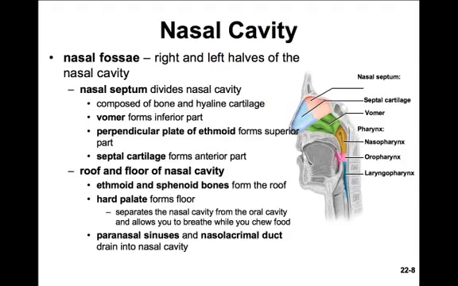The ethmoid and sphenoid bones form the roof of the nasal cavity, and the hard palate forms the floor. You remember that the hard palate is formed from the palatine processes of the maxillary bone. It separates the nasal cavity from the oral cavity and allows you to breathe while you're chewing food. The paranasal sinuses and the nasolacrimal ducts from the orbits drain into the nasal cavity. This is why when we cry, we can get a runny nose.